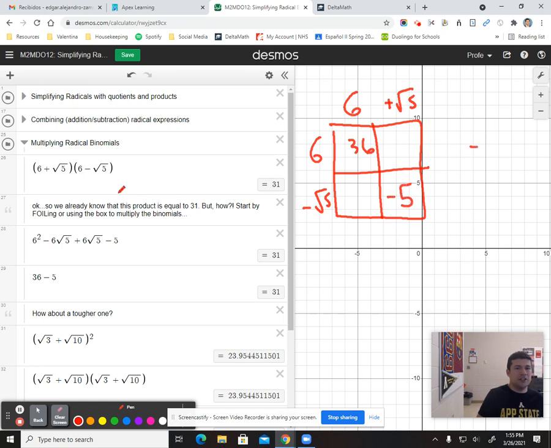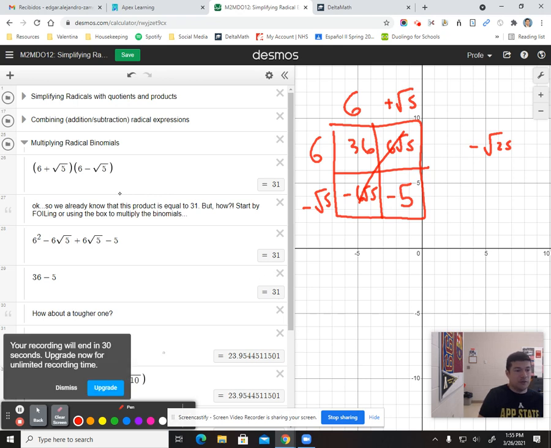You can think of it as negative square root of 25, which is negative 5. What you want to think of is that a radical times a radical really cancels itself out when it's that same expression underneath. So that's negative 5. And then this is going to give me 6 roots of 5, and this is going to give me negative 6 roots of 5, which in turn cancel out. So really, I've got 36 minus 5, which gives me 31. So I could have seen from the very beginning that this was going to have a value of 31.